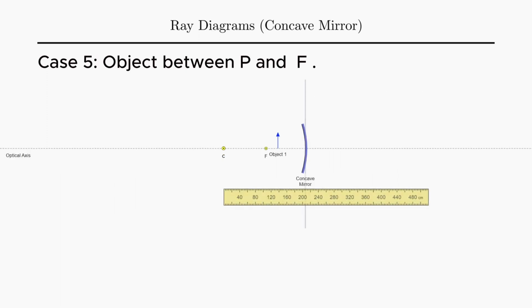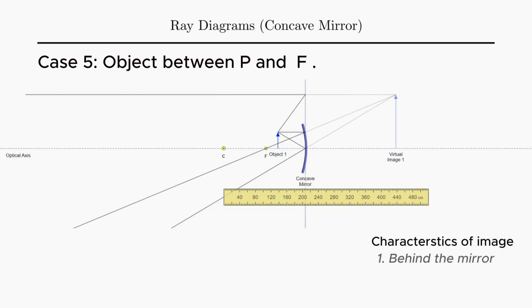For the last case, the object is placed between pole and focus. In this case, the rays will not meet in front of the mirror but appear to be coming from behind the mirror. The images so formed are called virtual, which can't be obtained on the screen. The image is enlarged and erect.